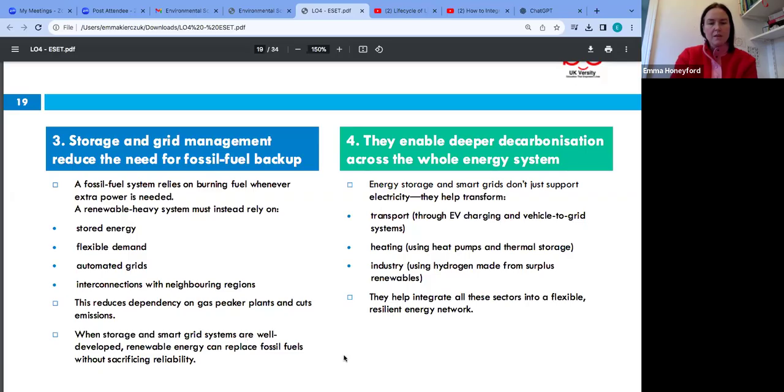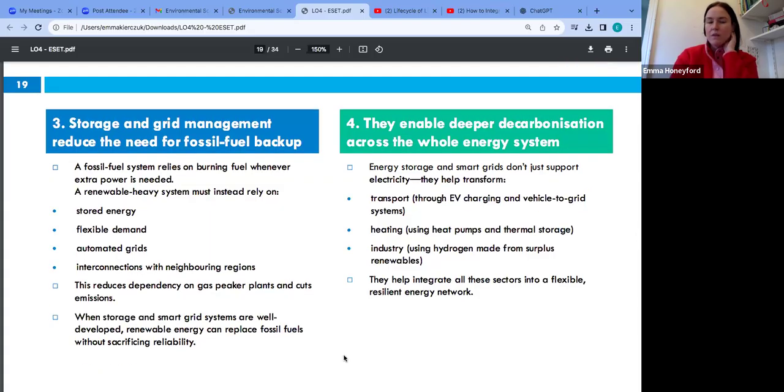So this reduces dependency on gas peaker plants and cuts emissions. So when storage and smart grid systems are well developed, renewable energy can replace fossil fuels without sacrificing reliability. So the next section is around enabling deeper decarbonisation across the whole energy system.